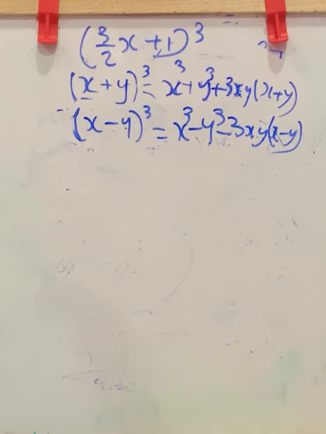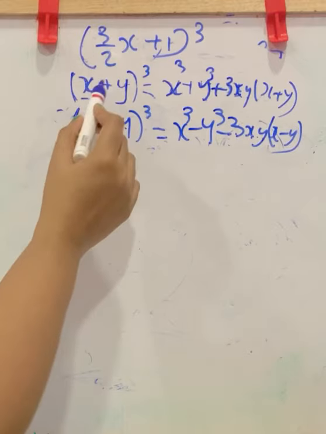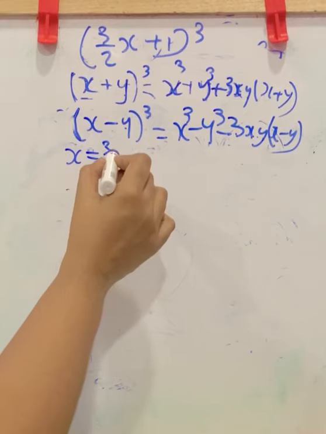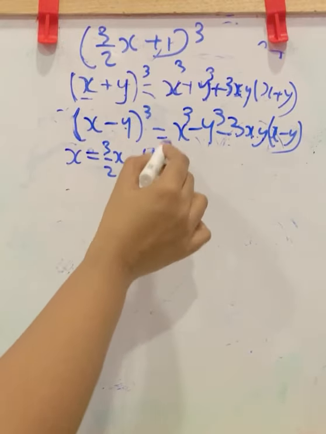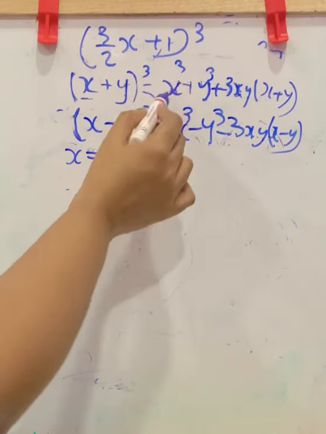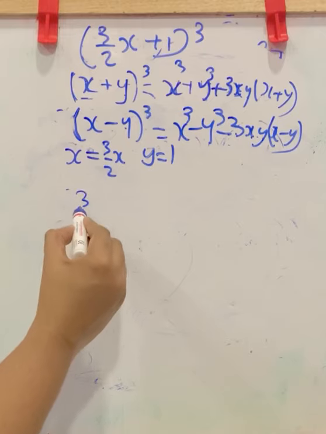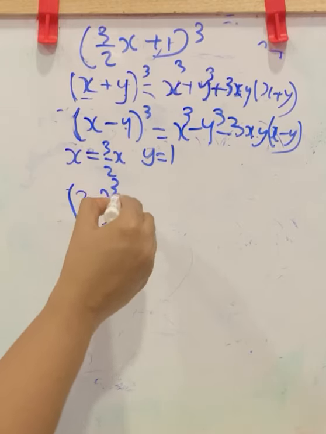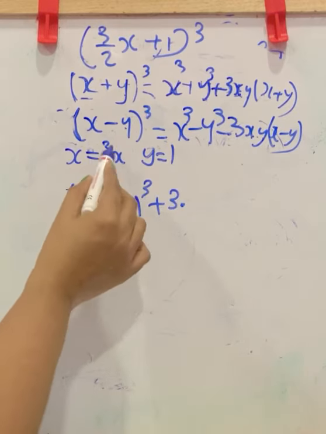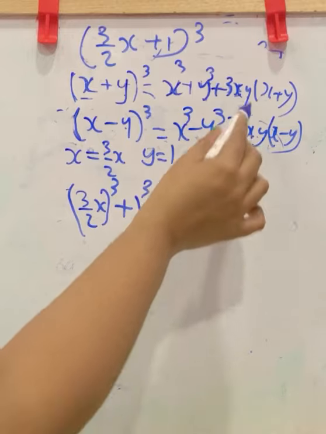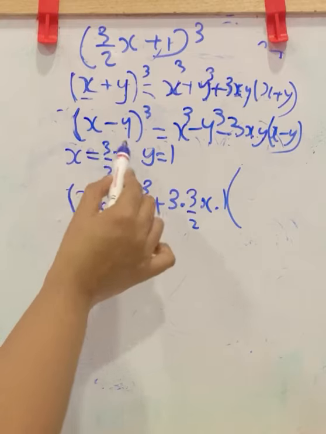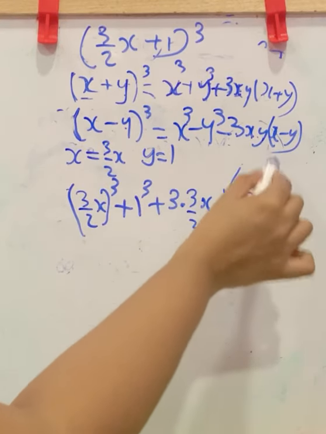Next is (3 by 2 x plus 1) whole cube. That is (x plus y) whole cube form. Here x is equal to 3 by 2x and y is 1. So substituting in this expansion, first comes x cube. x cube is (3 by 2x) whole cube plus y cube is 1 cube plus 3 into, instead of x we will write 3 by 2x into y, that is into 1, inside the bracket, x term, that is 3 by 2x plus y is 1.